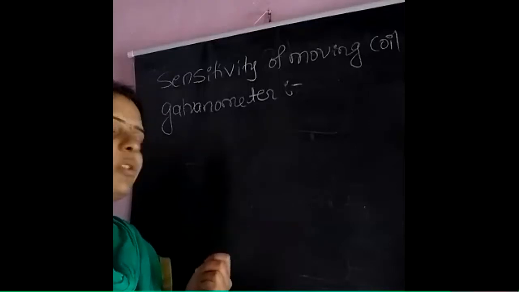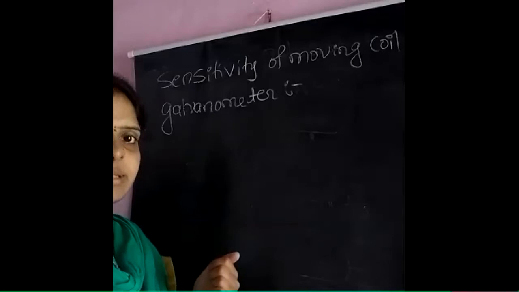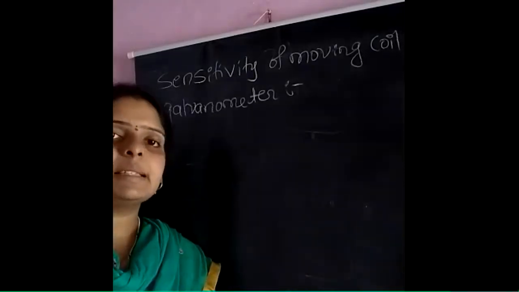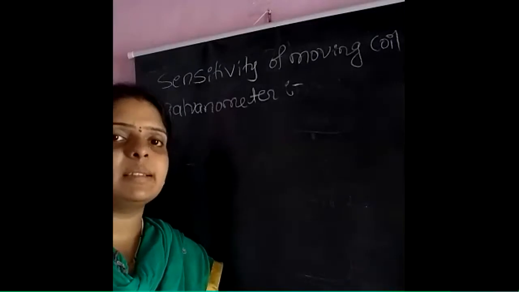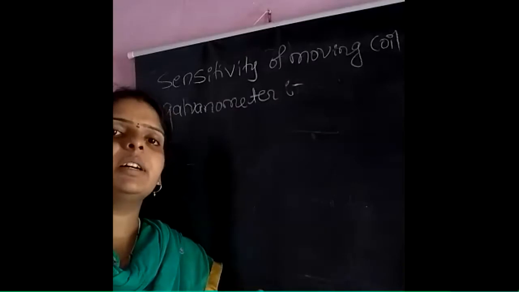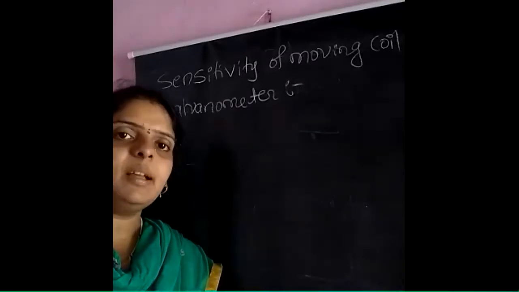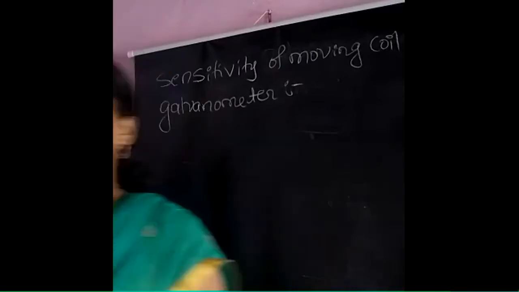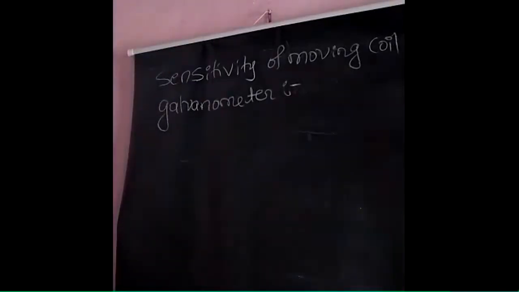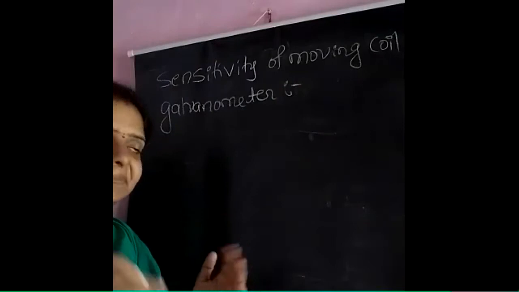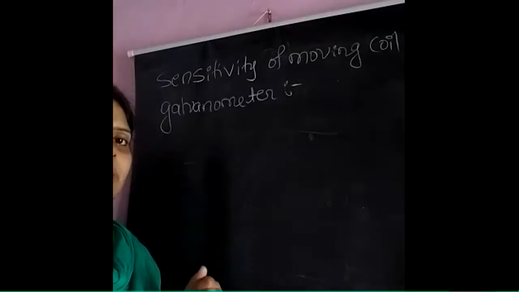I hope you remember the current expression we have seen. What is this moving coil galvanometer? It will help you to detect the presence of current. The moving coil galvanometer works under a principle. What was that principle? When a moving coil galvanometer is placed in a strong magnetic field, it will experience a torque. That is the principle of the moving coil galvanometer.